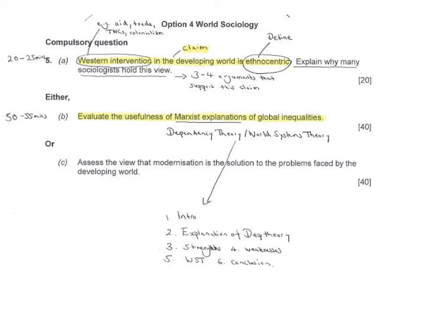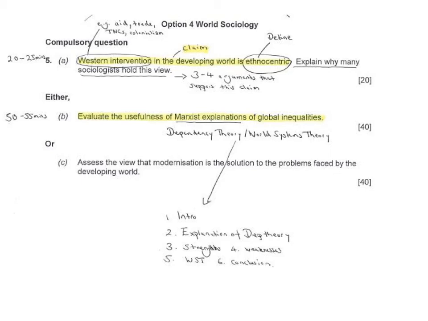Then we've got the longer 40 mark question, and just like section A, we've got a choice here. So we're not doing both of these questions, we're either doing B or C, so just one of these questions. And I'm going to imagine that I've decided to do question B, and question B says evaluate the usefulness of Marxist explanations of global inequalities.